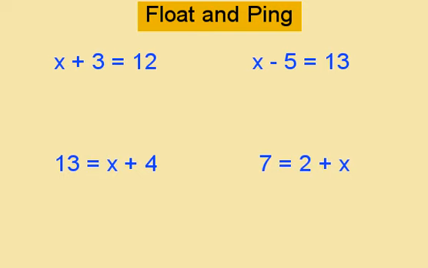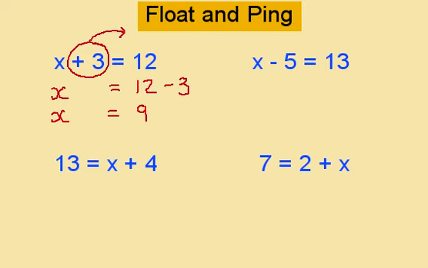When we're solving an equation, what we're actually trying to do is get the x on its own. So to solve an equation, we need to look at what's with the x. It's plus 3, and I'm going to put a bubble around it. Now, using the technique of float and ping, the plus 3 floats over the equal sign. When it gets over the equal sign, you'll hear a pinging sound, and that's the plus pinging to a minus. So I've now got x equals 12 minus 3. To solve the equation, I work that out, and 12 minus 3 is 9.